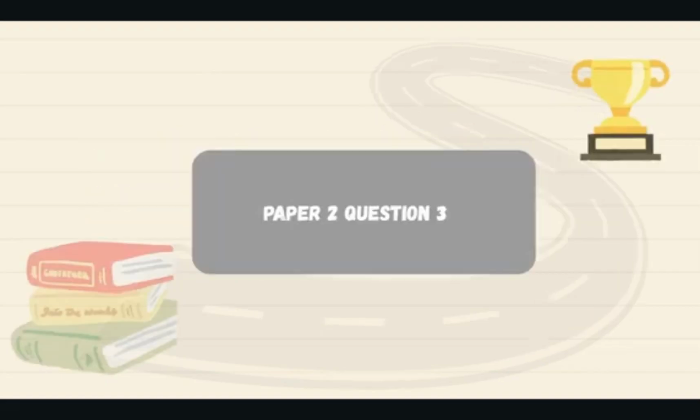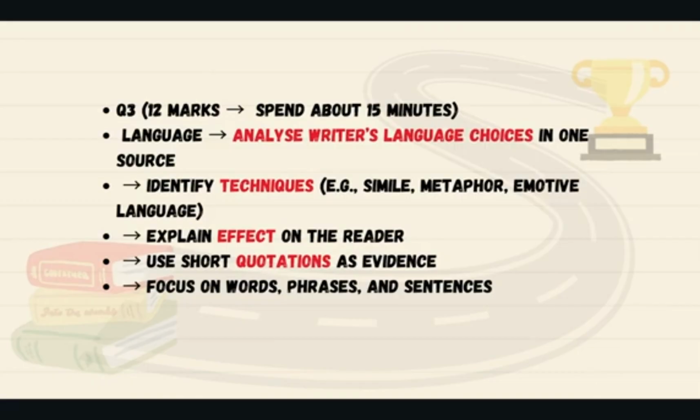Paper 2 question 3 is 12 marks, and I'd recommend spending about 15 minutes on this question. You have to look at language in this question, so you have to analyse the writer's language choices in one source. You have to identify language techniques such as similes, metaphors and emotive language, and explain the effect on the reader. You have to use short quotations as evidence and look at the effect, and you have to focus on key words, phrases and sentences. This question is the same as paper 1 question 2 language analysis question.